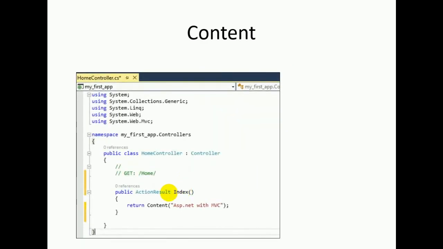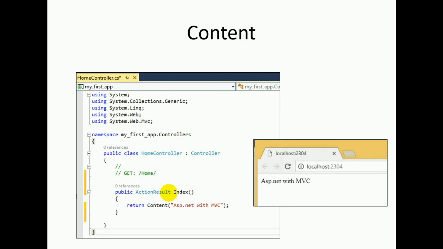Content. The ContentResult action result is special. You can use the ContentResult action result to return an action result as plain text. For example, the Index method returns a message as plain text and not as HTML. When the HomeController Index action is invoked, a view is not returned. Instead, the raw text ASP.NET with MVC is returned to the browser.